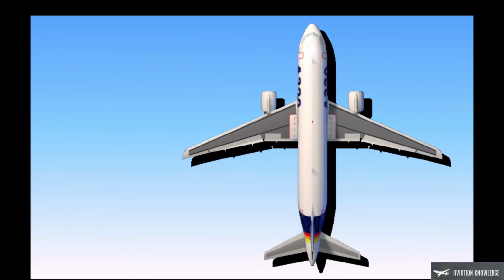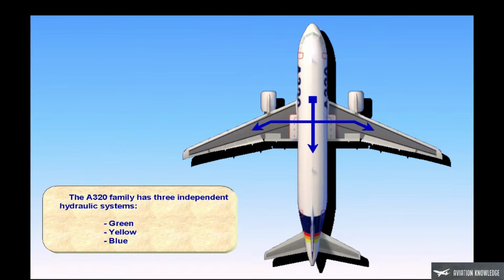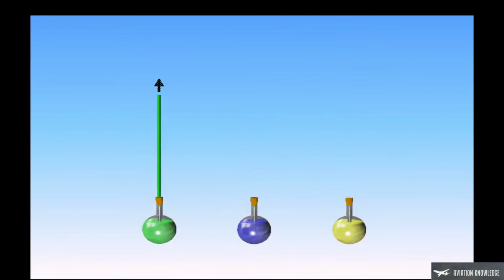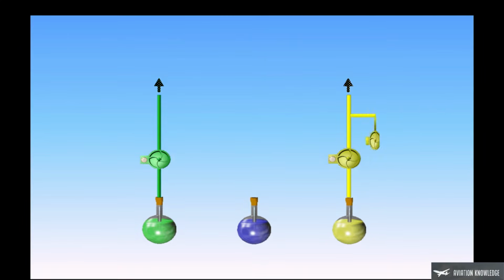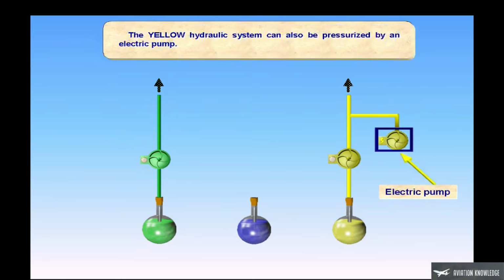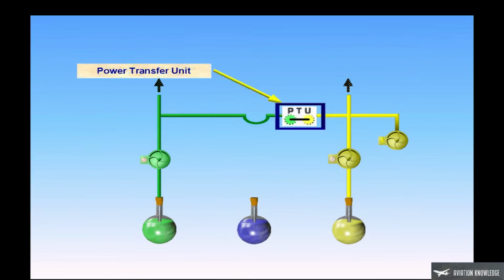The A320 family has three independent hydraulic systems: green, yellow, blue. The green and yellow hydraulic systems are each pressurized by an engine-driven pump. The yellow hydraulic system can also be pressurized by an electric pump. A power transfer unit enables the green system to be pressurized by the yellow system, and vice versa.